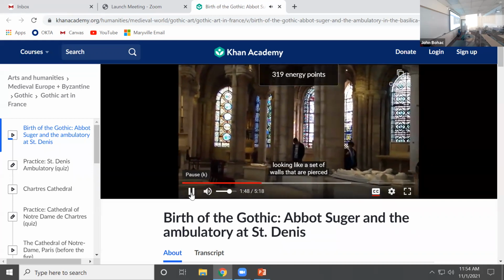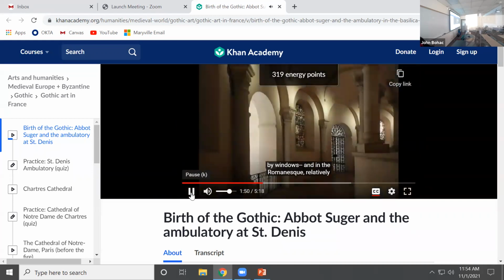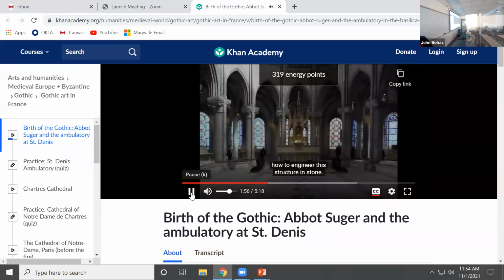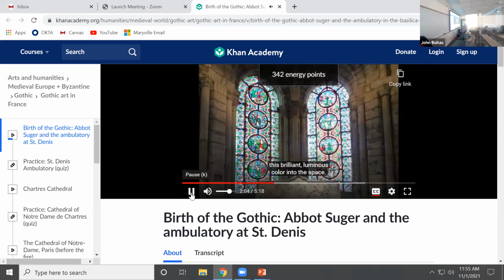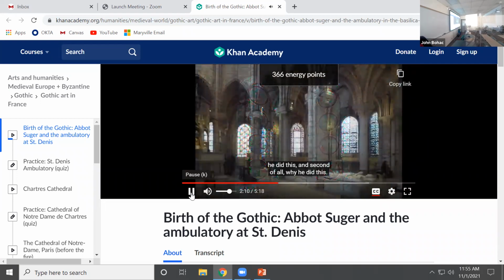Looking like a set of walls that are pierced by windows, and the Romanesque had relatively small windows. Instead, he's figured out how to engineer this structure in stone so that the walls can basically disappear and be replaced by glass, colored glass that lets this brilliant, luminous color into the space. So let's talk about two things: how he did this, and second of all, why he did this. So let's talk about how he did it.